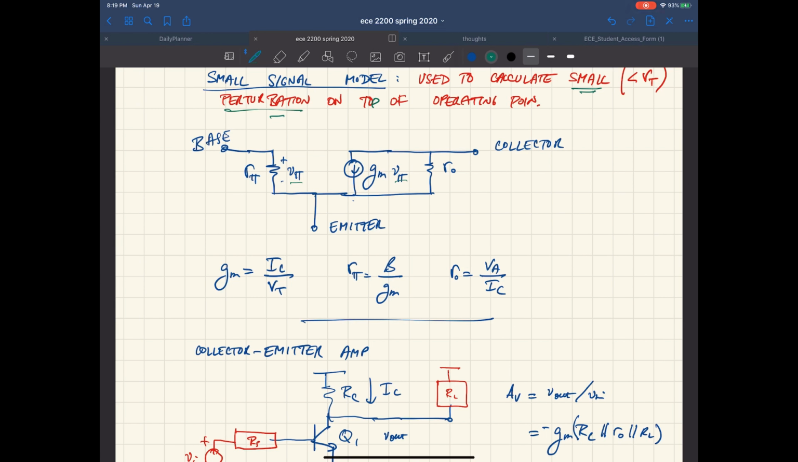Okay, again, V sub T is known. The collector current, you figured that out from the large signal operating point analysis. R sub pi, which is the input resistance, is beta, which is going to be a given, divided by the transconductance, which you calculated here. And the output resistance is V sub A, which is given, divided by I sub C, which is the collector current, again, that you calculated with the operating point.